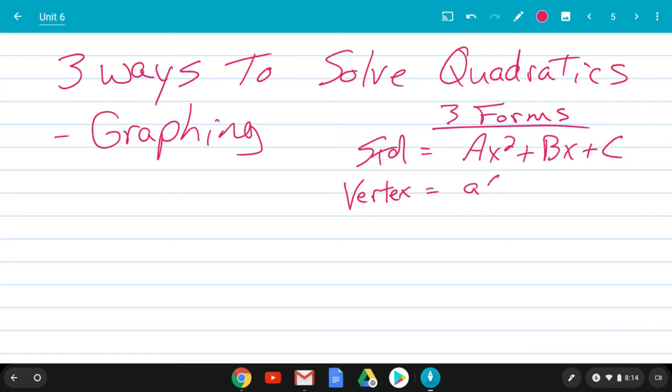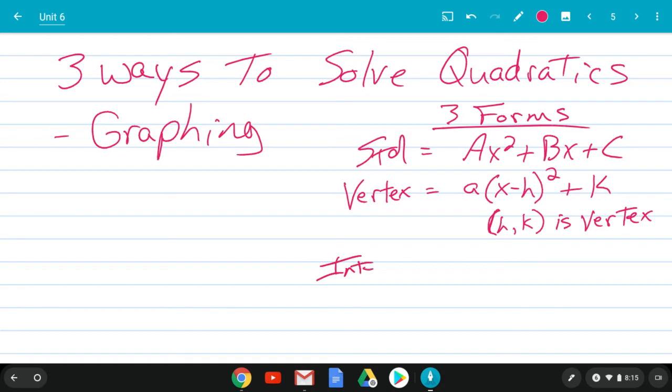And vertex form is a times x minus h, quantity squared, plus k, where (h, k) is the vertex. And then the final form was intercept form, aka factored form. And that is a times (x minus p) times (x minus q).